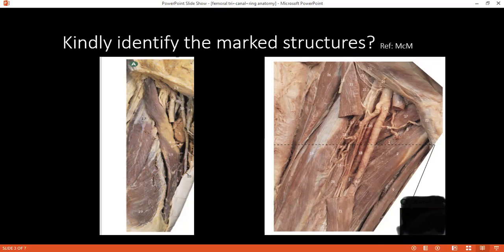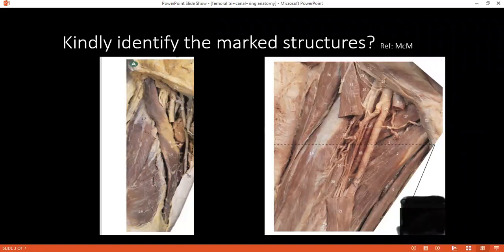Very good. Can you please tell me what is the surface marking of the adductor hiatus? The adductor hiatus is at the lower level of the thigh, at the junction of the lower two-thirds and upper one-third, above the knee. Between the anterior superior iliac spine and the adductor tubercle. Yes, at the two-thirds and one-third junction.